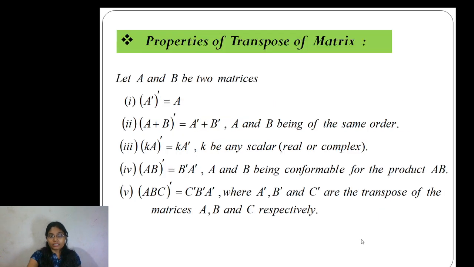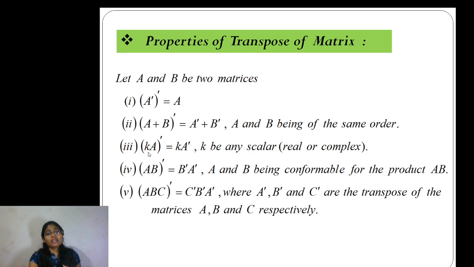Okay. Next, properties of the transpose of a matrix. Let us consider capital A and capital B to be two matrices. Number 1: A transpose whole transpose equals capital A. Number 2: A plus B whole transpose equals A transpose plus B transpose, where capital A and capital B are of the same order.